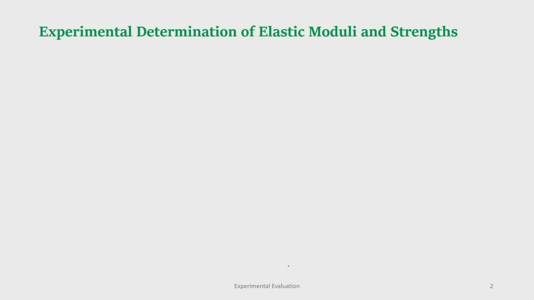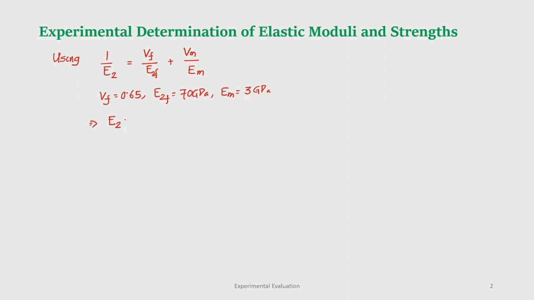If you remember, using what we obtained from the mechanics of material approach, 1 by E2 is equal to Vf by E2f plus Vm by Em. If we use this, put Vf equal to 0.65, E2f equal to 70 gigapascal, Em equal to 3 gigapascal, that gives us E2 equal to 7.9 gigapascal.